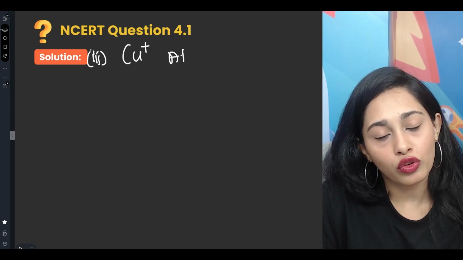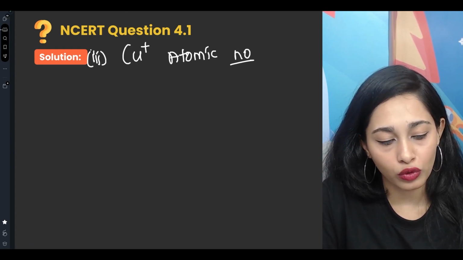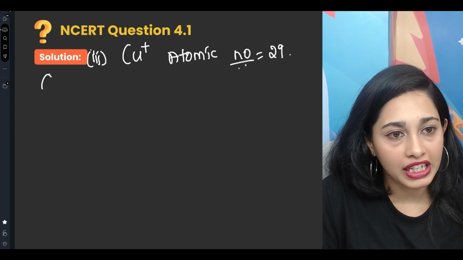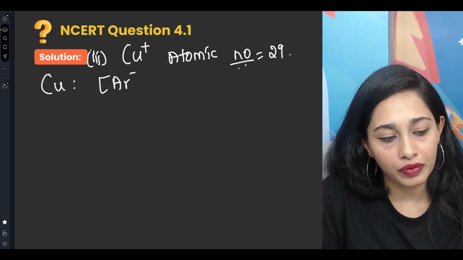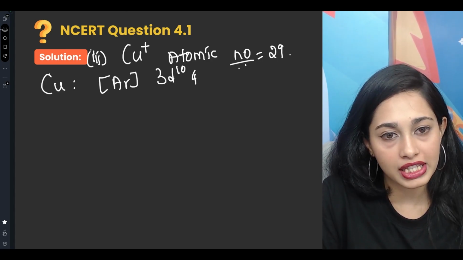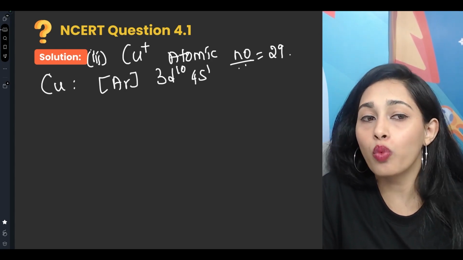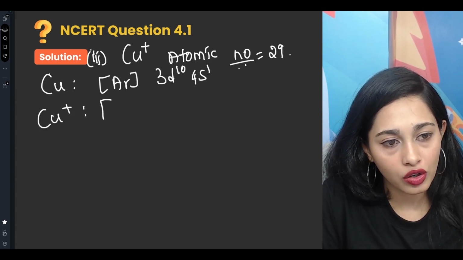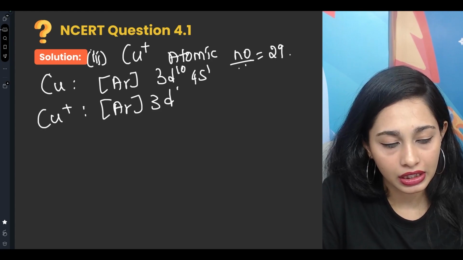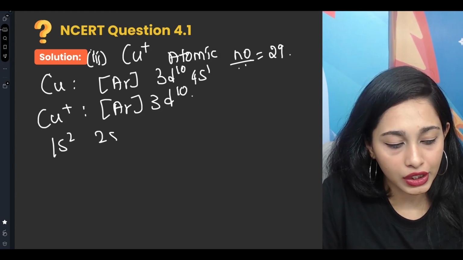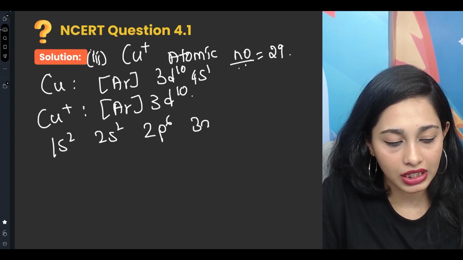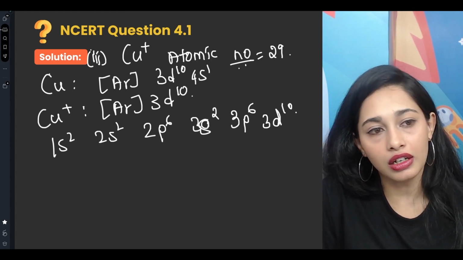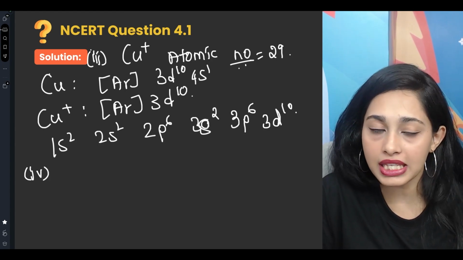So the atomic number of copper is 29. The electronic configuration of copper will be argon configuration followed by 3d10 4s1. As we are going to remove one electron for the Cu+ ion, it is going to be argon 3d10. So 1s2 2s2 2p6 3s2 3p6 and 3d10. This is the configuration of the Cu+ ion.